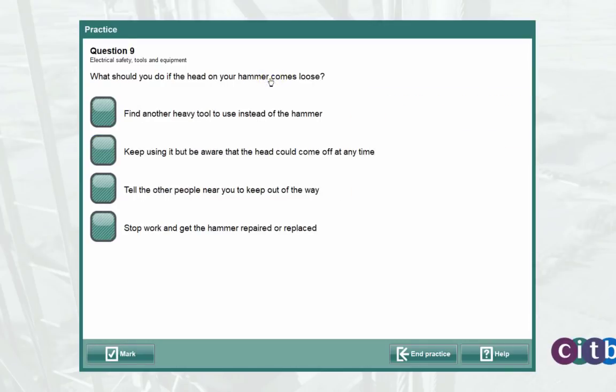What should you do if the head on your hammer comes loose? Find another heavy tool to use instead of the hammer. Keep using it, but be aware that the head could come off at any time. Tell the other people near you to keep out of the way. Stop work and get the hammer repaired or replaced.